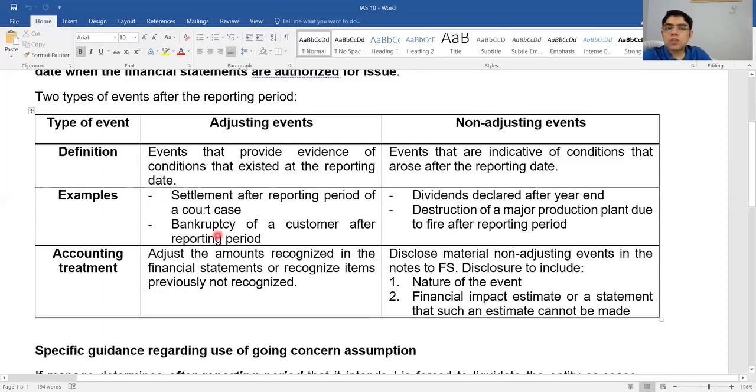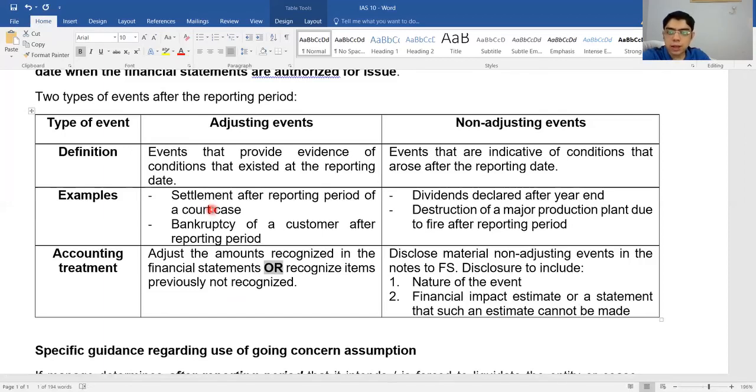Now, for all these types of events that provide evidence of conditions that existed at the reporting date, always remember the accounting treatment. The accounting treatment is to adjust the amounts recognized in the financial statements, or recognize items previously not recognized. So, for example, in the first example, if you had no provision recognized for that particular court case, the decision of which was announced against the company post year end, you would have to recognize a provision. So you are recognizing an item that was previously not recognized.